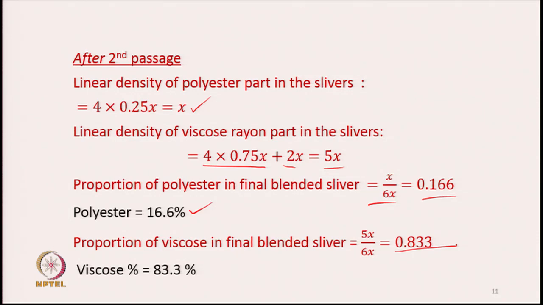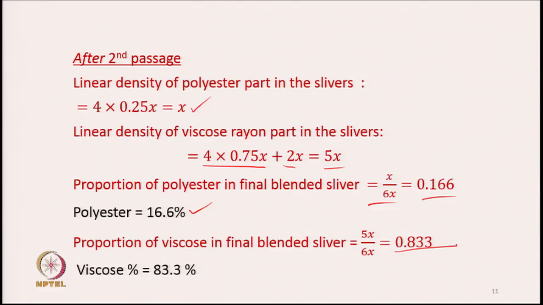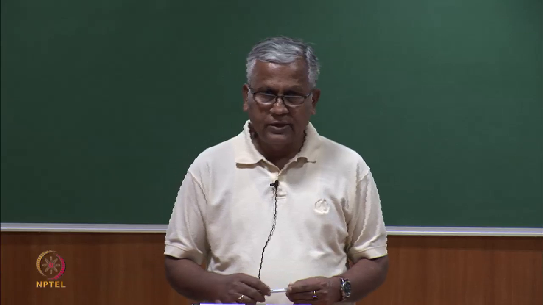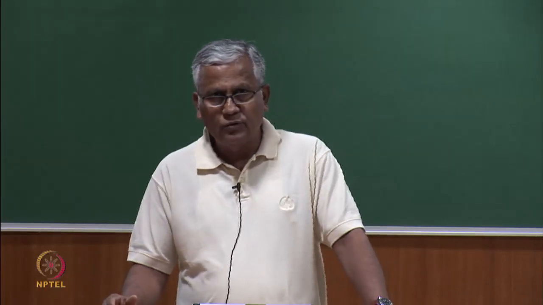83.3%. That means we finally arrive at the values 16.6% polyester and 83.3% viscose rayon in this case. So, this is how the percentage of polyester and viscose in the final slivers can be changed, and that is what sometimes we have to resort to in an industrial situation.